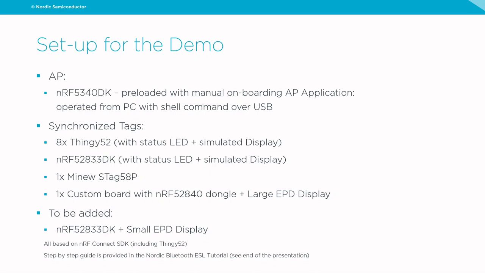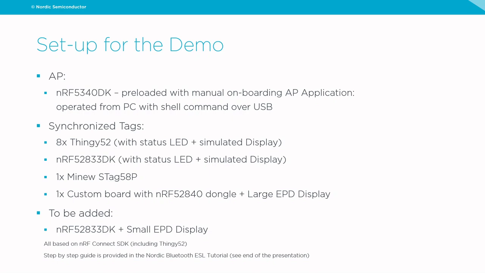Then we have several tags that have been already associated to the access point and are already synchronized to the PAwR sync packets. We have 8 Thingy:52, one nRF52833 development kit, one menu tag, one custom board with an nRF52840 dongle and a large EPD display, and we want to add a new tag, the nRF52833 development kit with a small EPD display. All of this is based on nRF Connect SDK and the Bluetooth ESL application by Nordic. The step-by-step guide to replicate this demo is provided in the Nordic Bluetooth ESL tutorial, which we will mention at the end of the presentation.